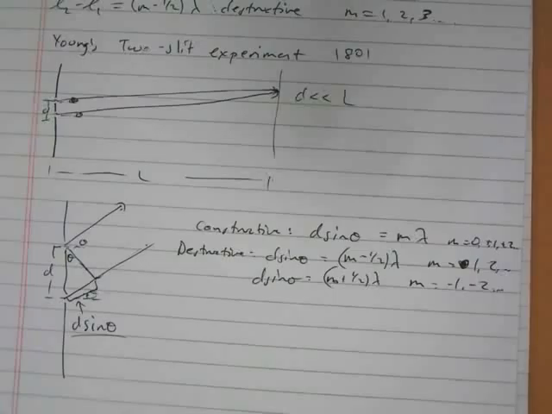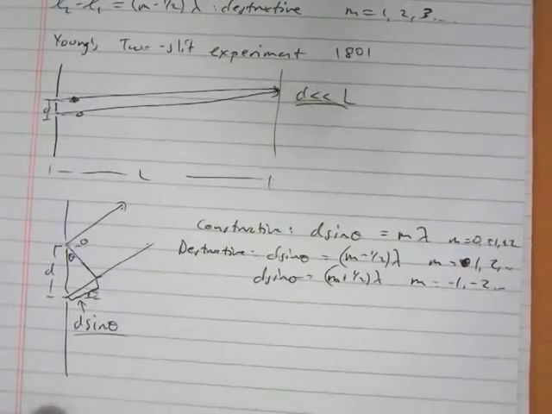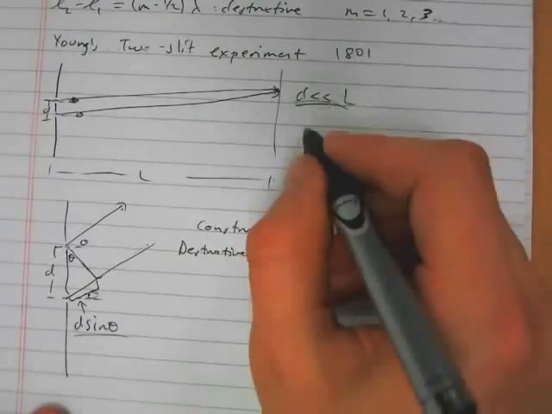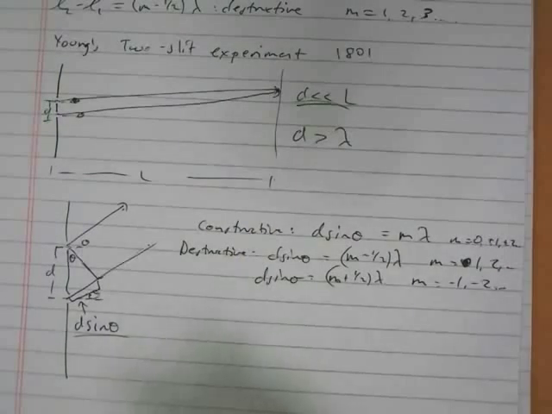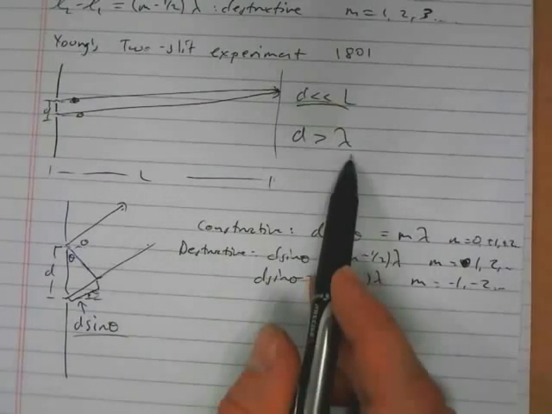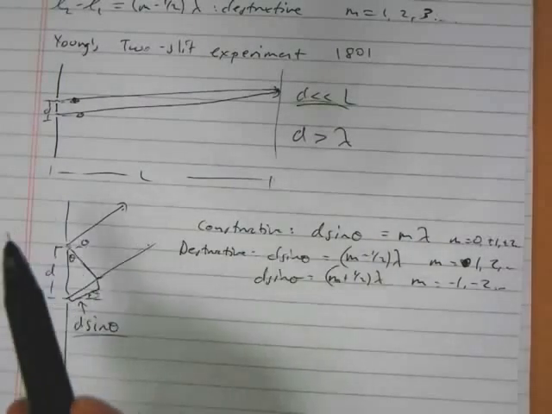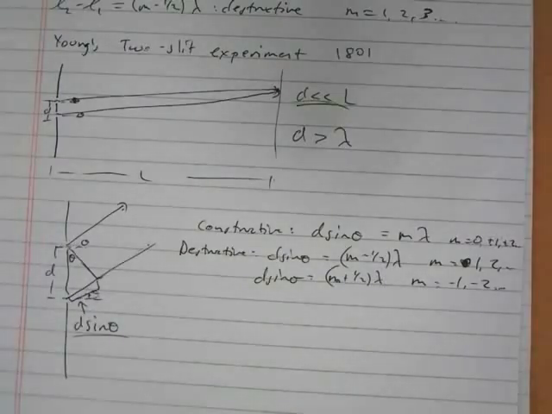Now I said that the distance between slits has to be much, much less than L. That is true. But in order for interference to occur, that distance has to be greater than the wavelength of the light. If it's less than the wavelength of the light, then there can't be a path length difference of a wavelength, and so you can't get any sort of interference pattern. You can't get the constructive interference happening anywhere except in the very middle. So you don't get that pattern.